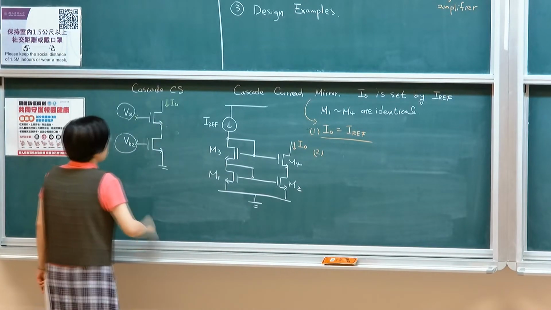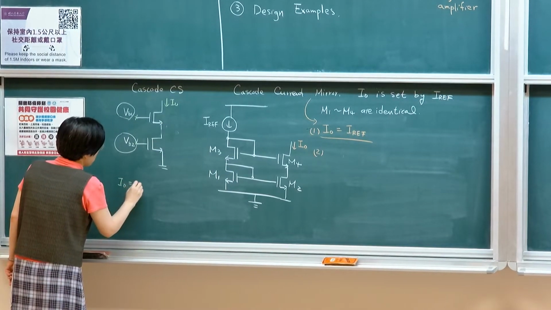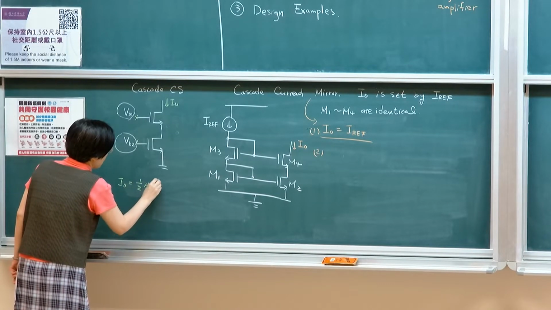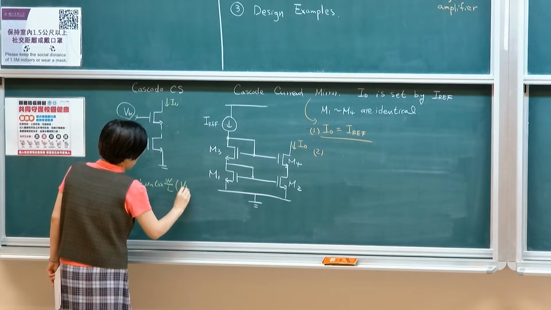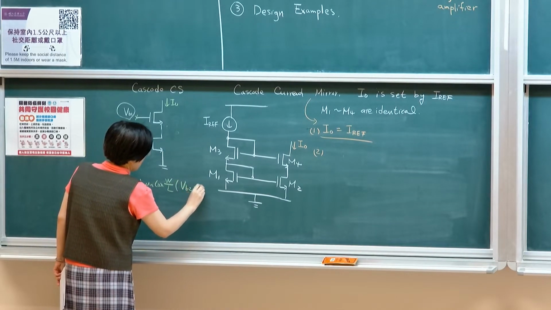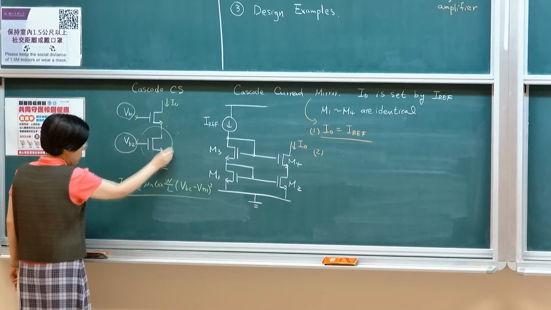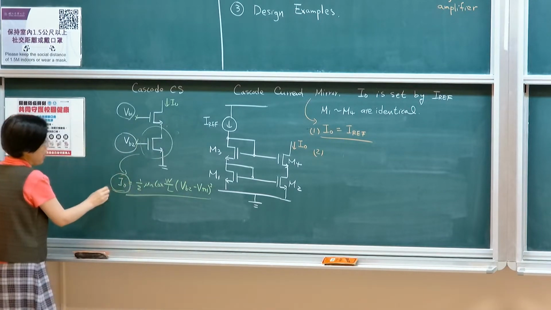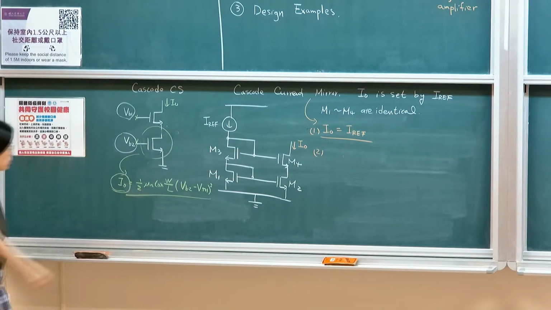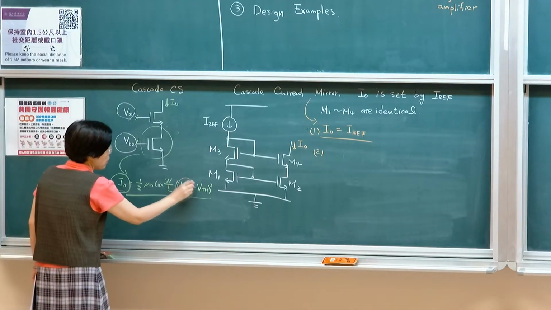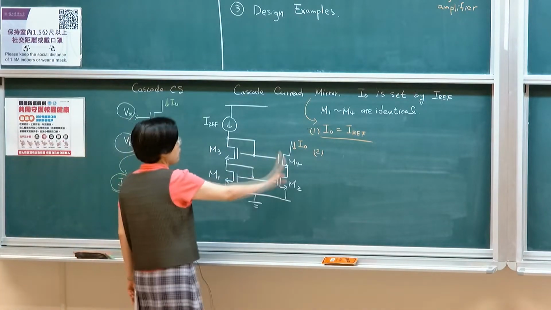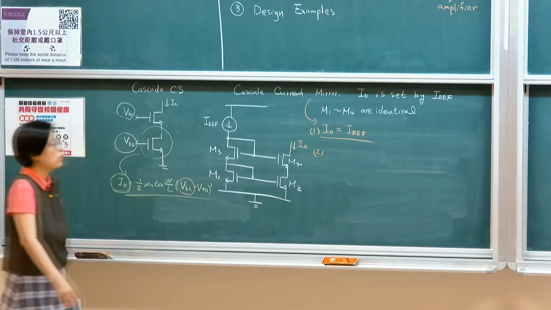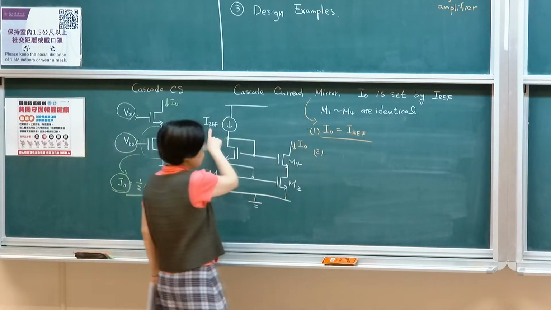Without the mirror, my I/O will be determined mostly by mu n Cox W over L, VB1, VB2 minus VTH squared. So the transistor's current characteristic determines my output current. This current is determined by your DC biasing condition. However, on the right, this current mirror will allow us to set my current to the reference level.